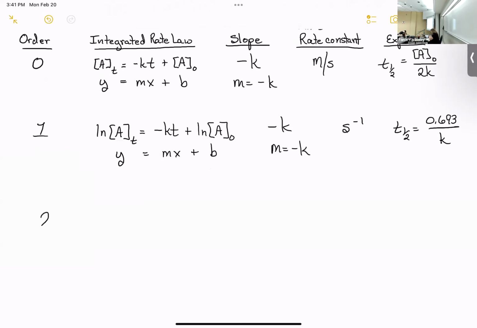Now, finally, we have second order. And that was the third graph you worked on for each run. And that's 1 over the concentration at a given time is equal to a positive kt plus 1 over the initial concentration. Again, it is still following the y equals mx plus b, where the slope is going to be equal to a positive k value.